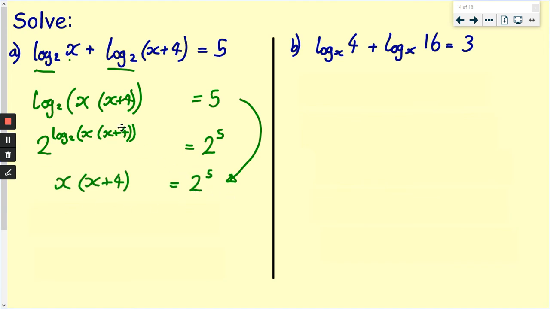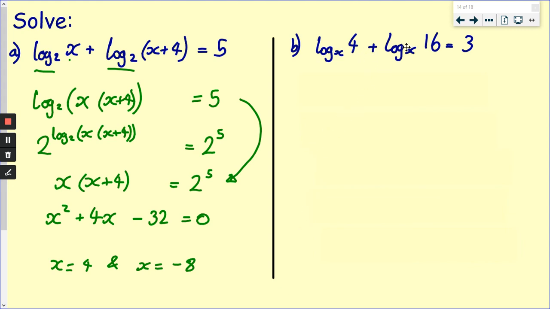Another way of thinking about it, though, is just what does logarithm mean, the definition. So we could say instead, this is the power to which we have to raise 2 to get this. The answer is 5. So 2 to the power 5 is the thing inside the logarithm bracket. So we can make that step in one if we want to. Now we can just rearrange to get a quadratic and solve as you already know how to solve quadratics.